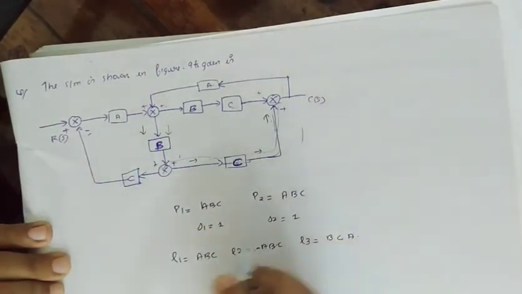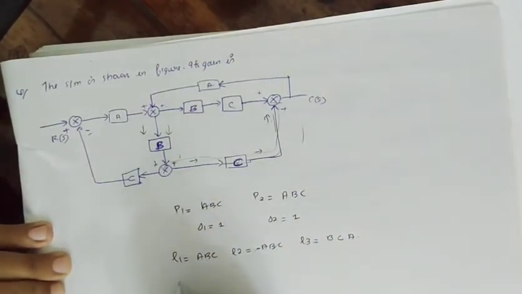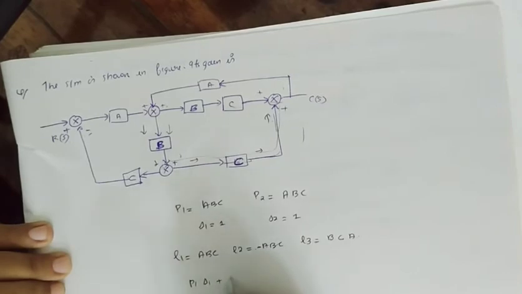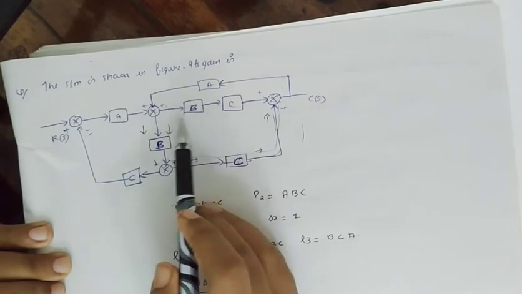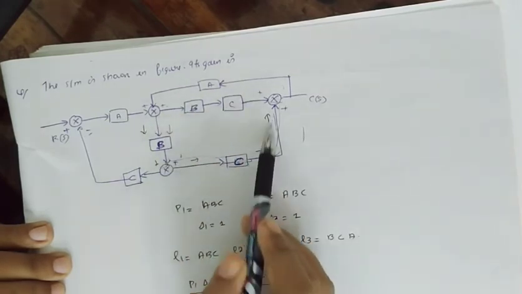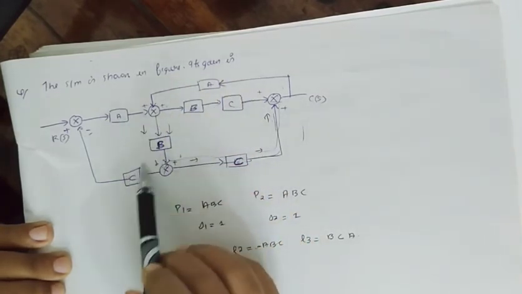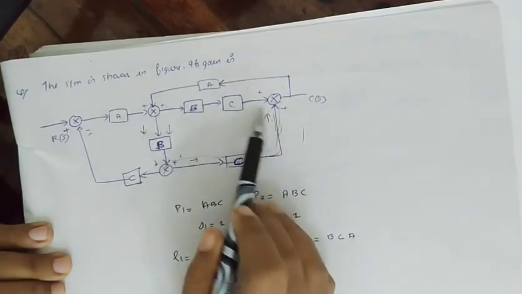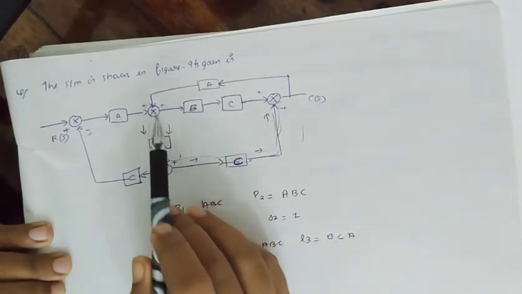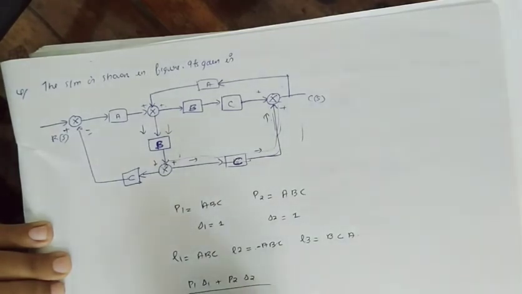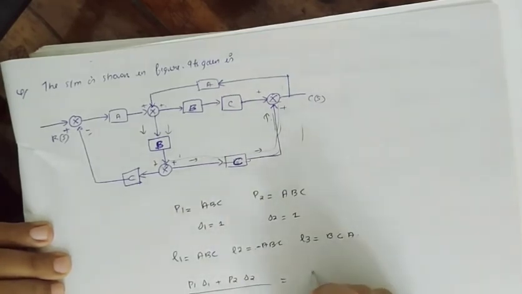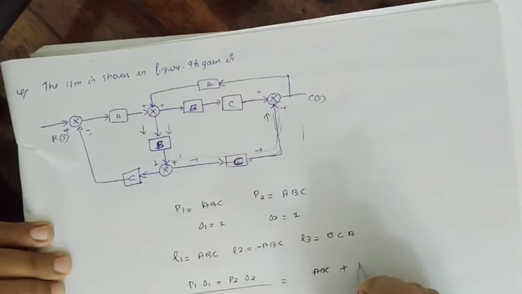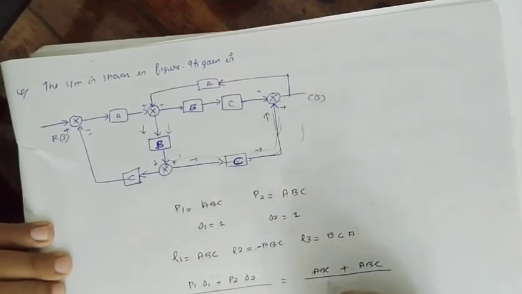Now we'll see what P1 delta 1 plus P2 delta 2 is. Are they non-touching to each other? This loop and this loop, no, they are not non-touching because they all have a common node over here. So no need to take that product. So P1 is ABC plus P2 is ABC. Delta 1 and delta 2 are 1, so no need to write them.